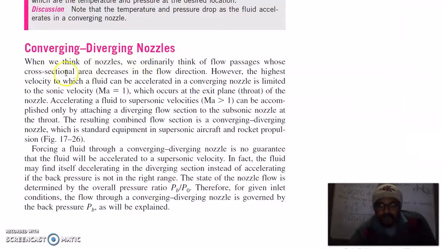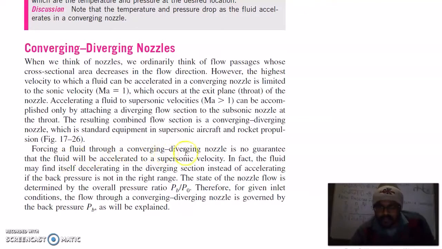Converging and diverging nozzle. When we think of nozzles, we ordinarily think of flow passages whose cross-sectional area decreases in the flow direction. However, the highest velocity to which a fluid can be accelerated in a converging nozzle is limited to the sonic velocity, Mach number 1, which occurs at the exit plane throat of the nozzle. Accelerating a fluid to supersonic velocities, Mach number greater than 1, can be accomplished only by attaching a diverging flow section to the subsonic nozzle at the throat. The resulting combined flow section is a converging diverging nozzle, which is standard equipment in supersonic aircraft and rocket propulsion.